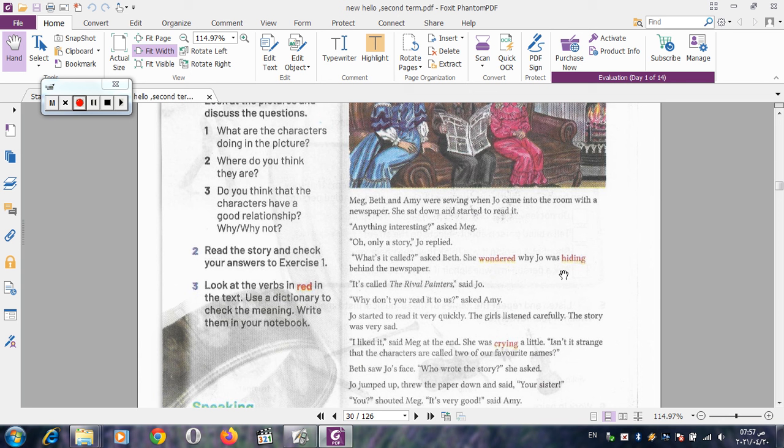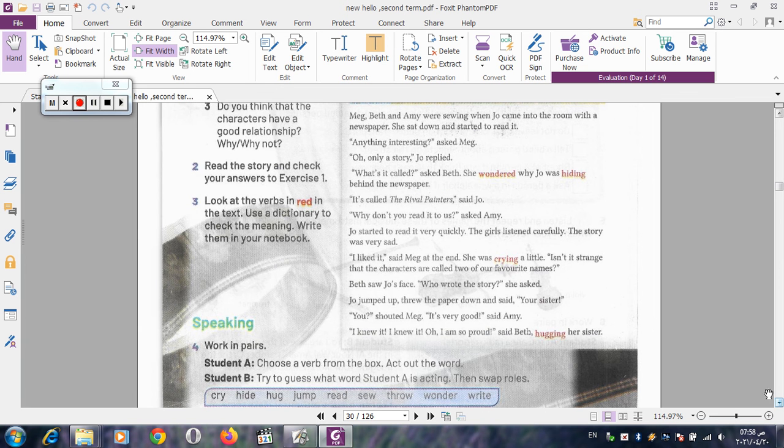Hiding, of course, you know, hiding behind the newspaper. When I was young, I used to hide under the bed, for example. So hide means not to let people see you. We have of course crying, you know, crying. Hug, I think you know hugging. Your mom always hugs you. Hug is like an expression, a movement to show that you love someone.